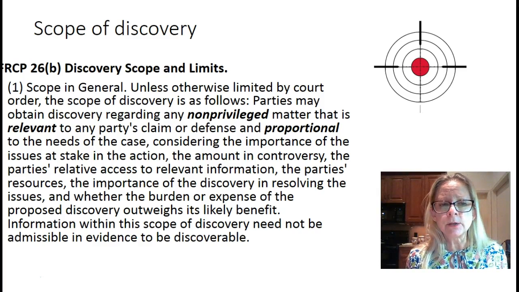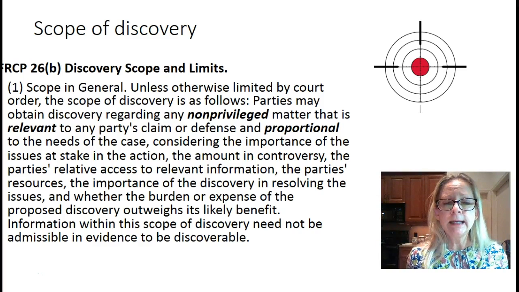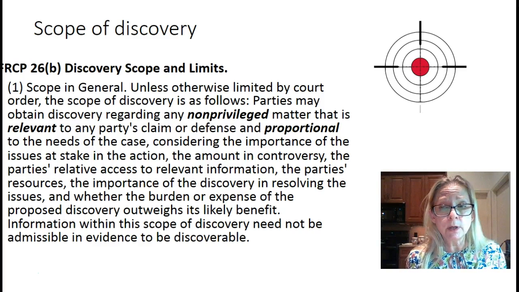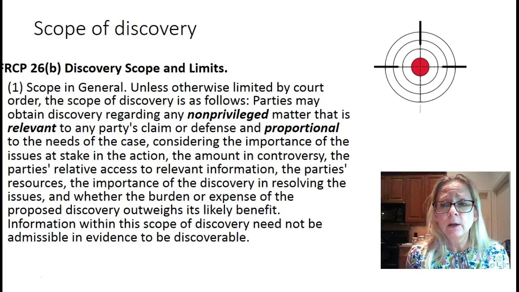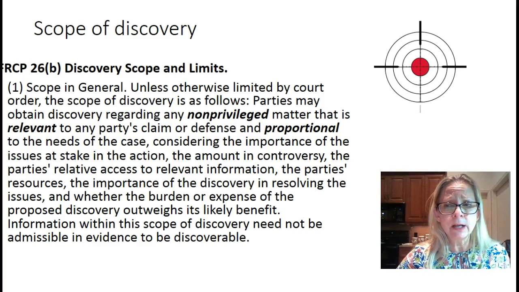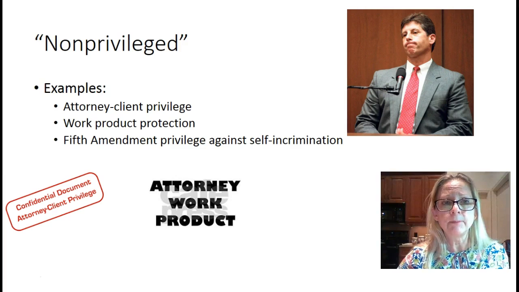And then the final sentence of this provision: information within this scope of discovery need not be admissible in evidence to be discoverable. So you can discover something even though there may be an evidentiary rule that would prevent you from getting it into evidence at trial, such as hearsay testimony, something like that. So non-privileged, relevant, proportional. Those are the three things we're looking for in the scope of discovery.